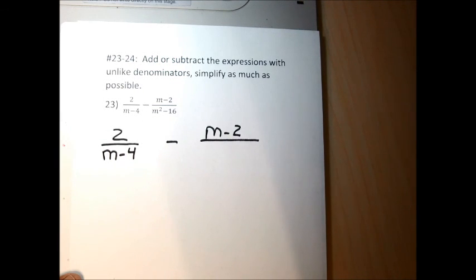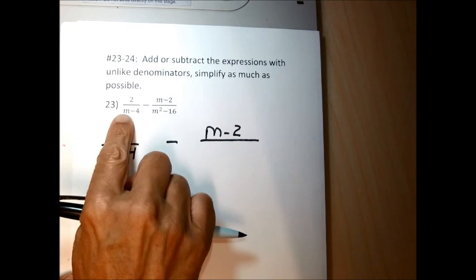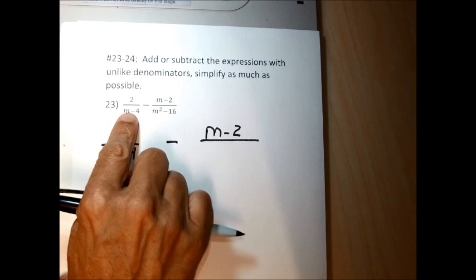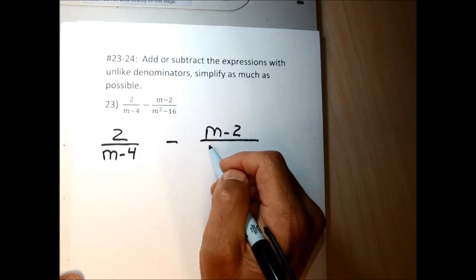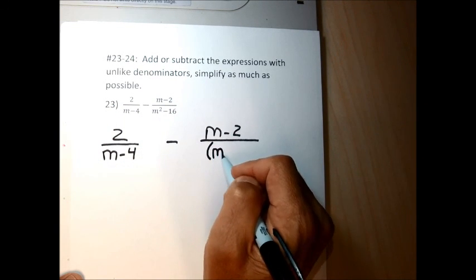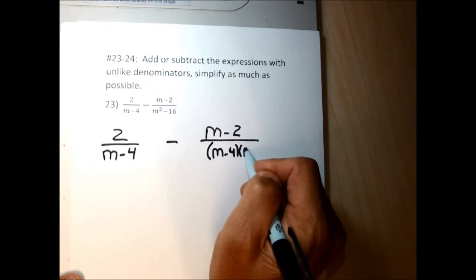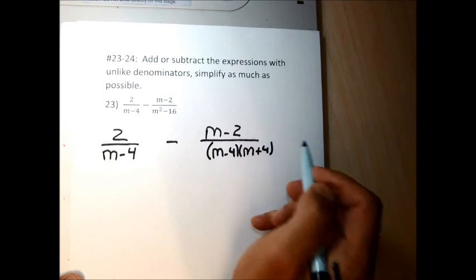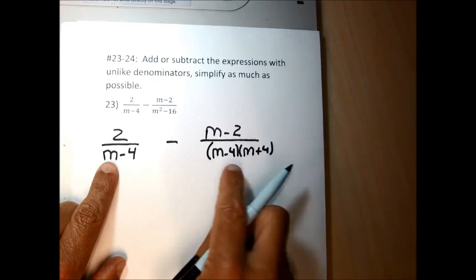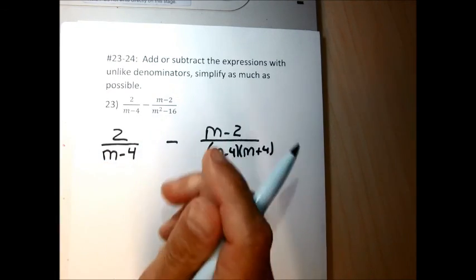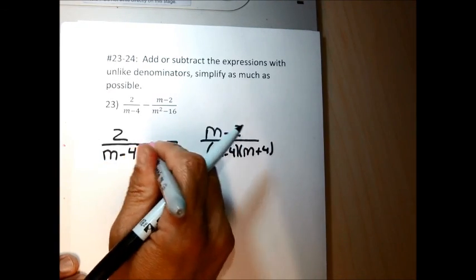So the first step to adding or subtracting fractions with unlike denominators is to factor any denominator that can be factored. That can be factored. That factors into m minus 4 times m plus 4, or m plus 4 times m minus 4. Now I look at the two fractions. They both have an m minus 4 in common, but they both don't have an m plus 4.